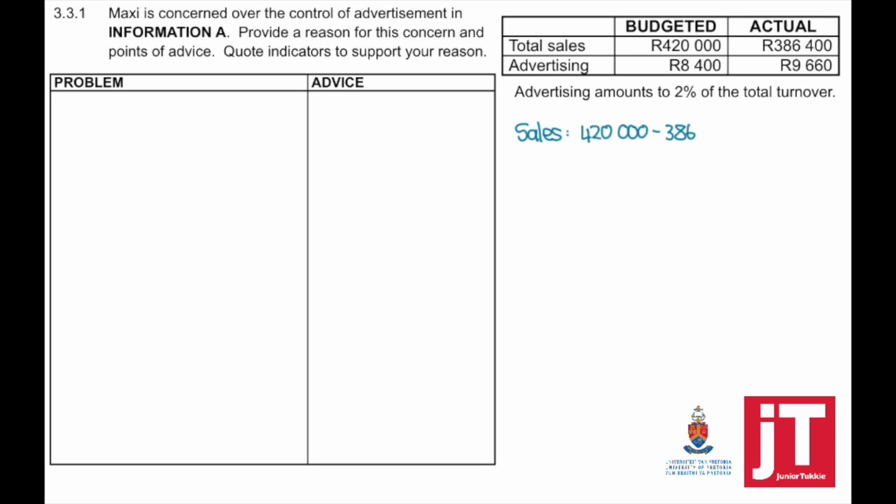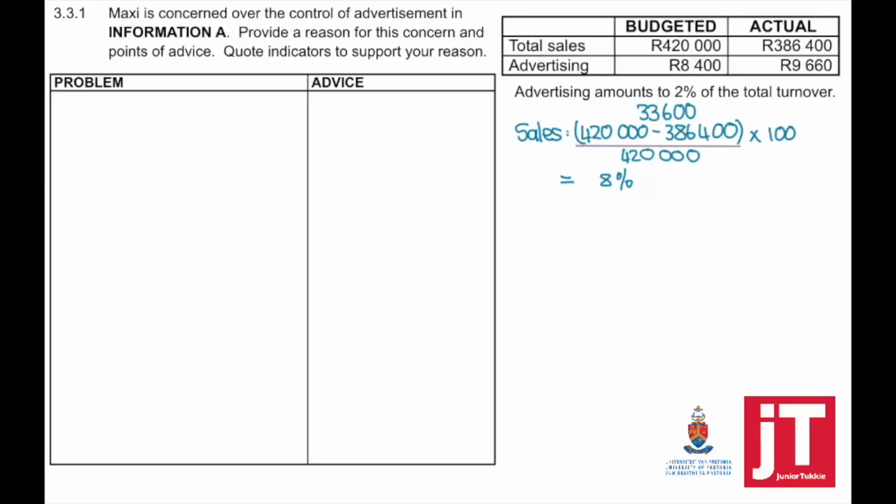If I'm looking at my sales, we budgeted 420,000, but the actual was 386,400. So we received less than what we budgeted. Our sales were less than what we budgeted by 33,600. So work this out as a percentage. This means it was 8.7% less. So we take the difference.